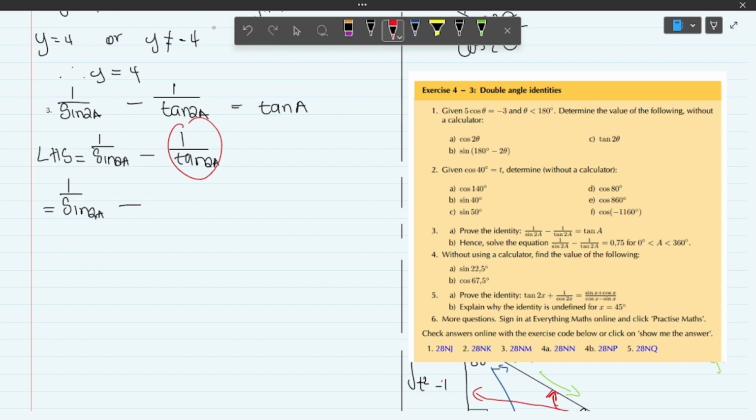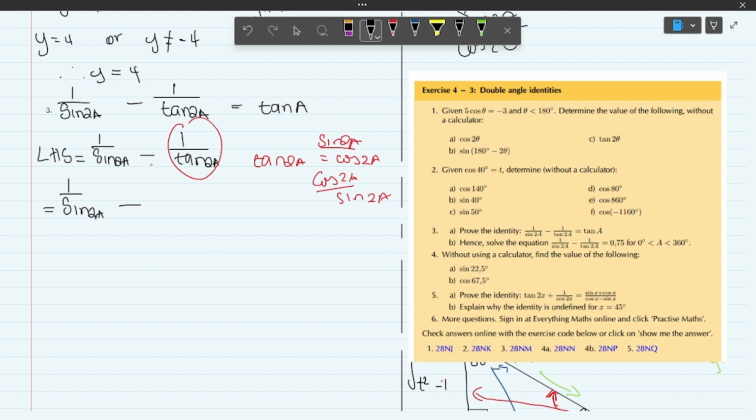So u-1 over tan a ngubani? Inverse kabani? Ka-tan a. Yabo. So xa i-inverse ka-tan a, which means u-tan a ibengubani na? Ibengu sine 2a over u-cos 2a. Yabo. So xa i-inverse izawuba ngubani now? It's gonna be what? It's gonna be cos 2a over u-sine 2a. Yabo. So this is the inverse guys.